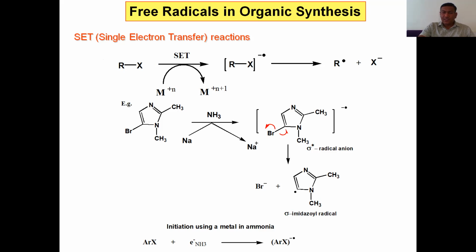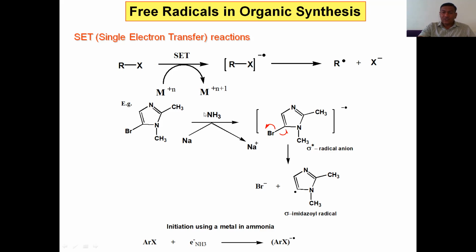We'll take the example directly. Suppose this is a derivative of imidazole. Hope you understand the structure of imidazole. It is the bromo derivative, with bromo on one side and methyl on the other. These are the substituents on imidazole, N-methyl imidazole, like this. There you can see sodium and ammonia.